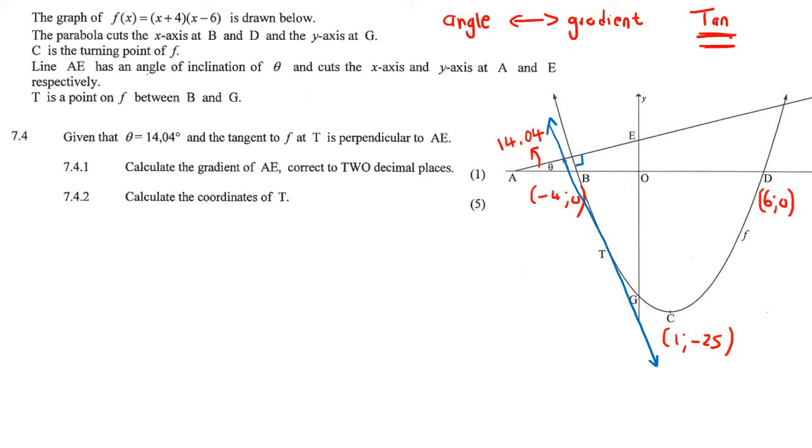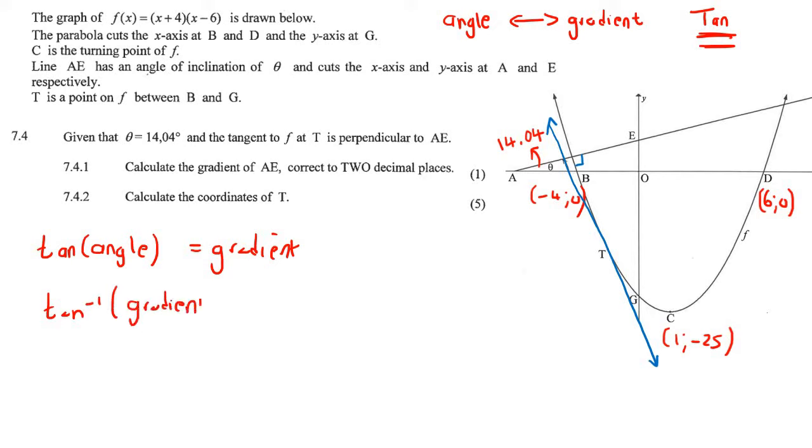So if you have the angle, you can say tan of the angle, that'll give you the gradient. And if you have the gradient one day, just in case, then you say shift tan gradient. That's where that tan inverse is, shift tan. And that would give you the angle. So that is the link or the relationship between gradient and angles.